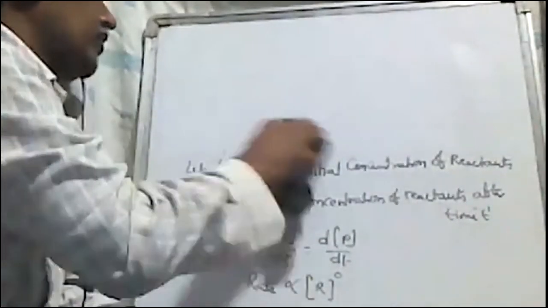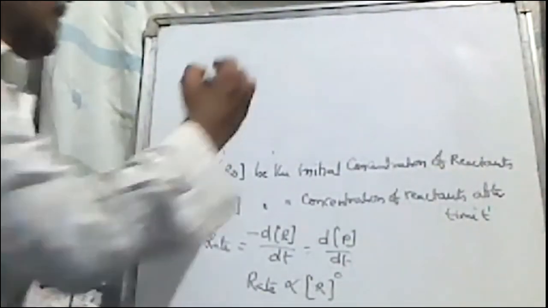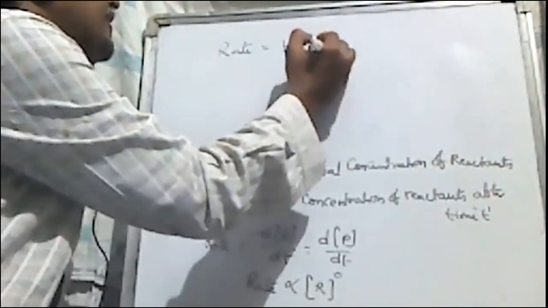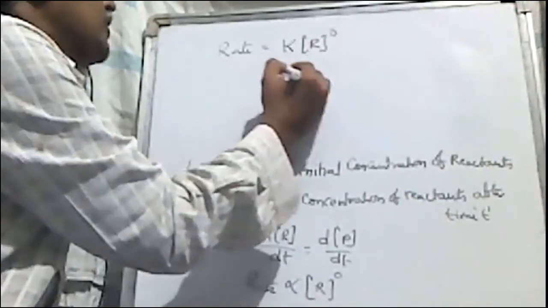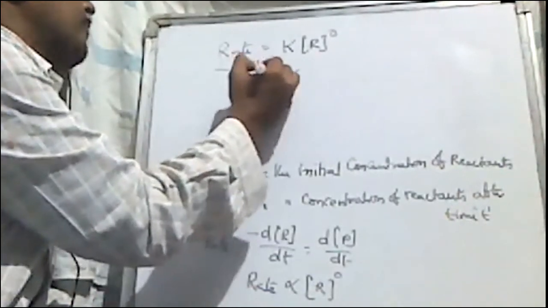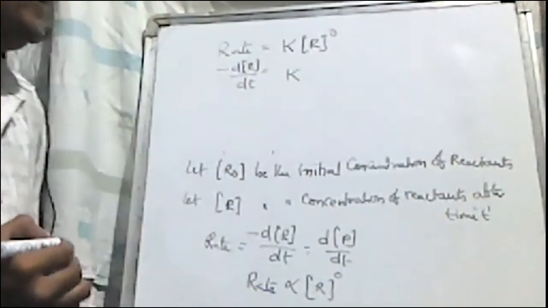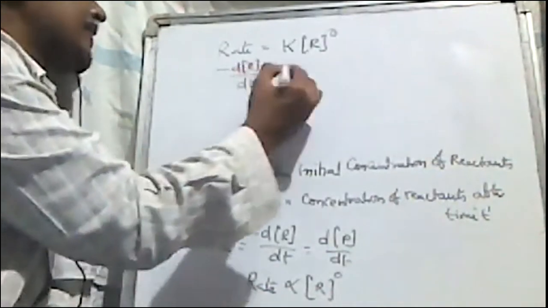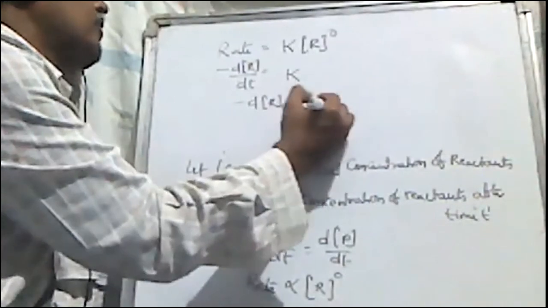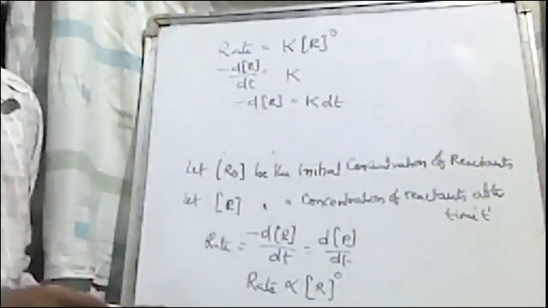Now if I remove the proportionality, I can write rate is equal to k times R to the power 0, and rate is equal to minus dR by dt. Now I am just rearranging the terms. Minus dR is equal to k into dt.